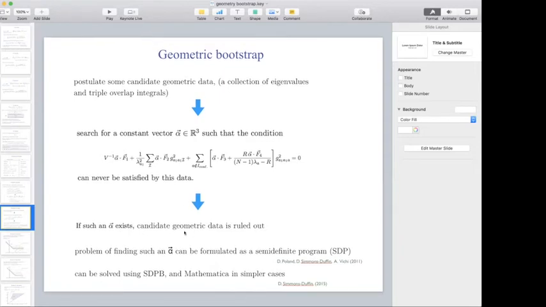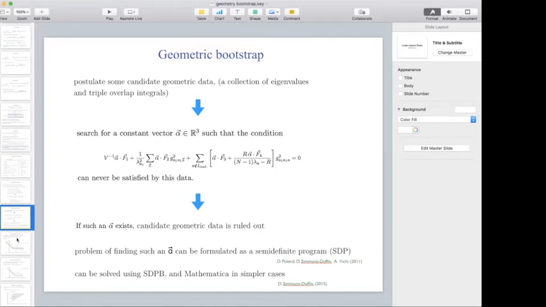So it's just like the conformal bootstrap where you test different candidate geometric data and then you rule them out and you get some kind of exclusion plot. So the problem here is formulated in exactly the same way and it can be solved using the same open source semi-definite program solver that the bootstrap people use, and in some simpler cases, even Mathematica can do it. So this is basically James is the one who figured out how to set this up and made all the plots that I'm about to show you.